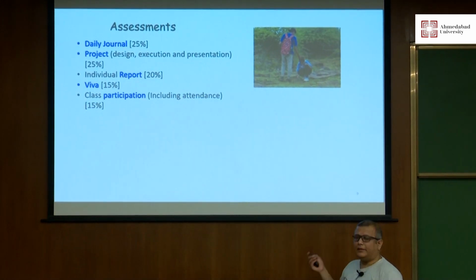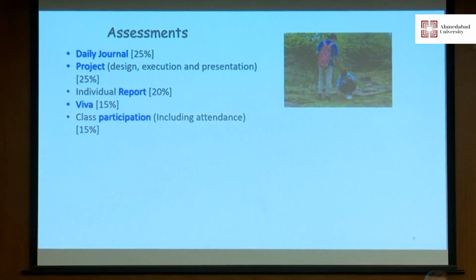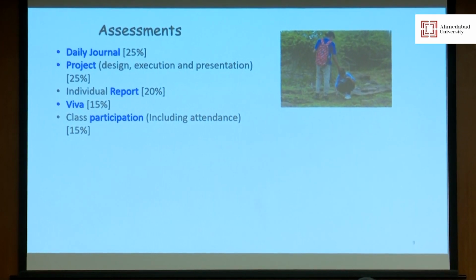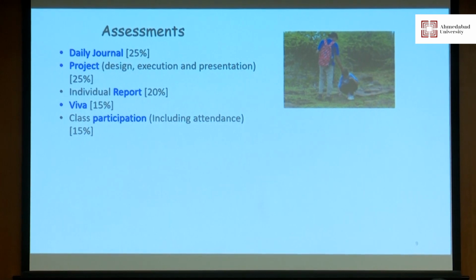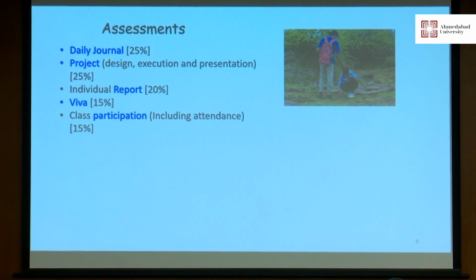So here, let me walk you through some of the assessments for this course. Essentially, every student will be maintaining a daily journal, which will be around 25% of your course grade. There'll be projects you'll be doing with another friend of yours together. So you'll be designing your project, executing it, and presenting it. And at the end of it, once you come back from the field, after a week or so, you will be writing the project report and submitting it. And there'll be a small viva for these projects.